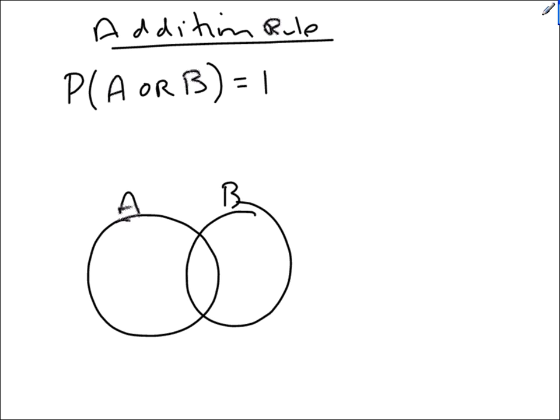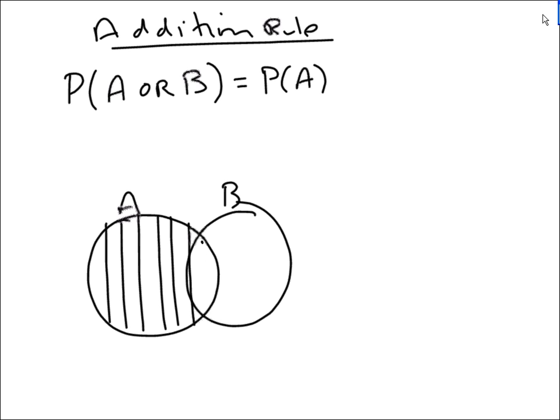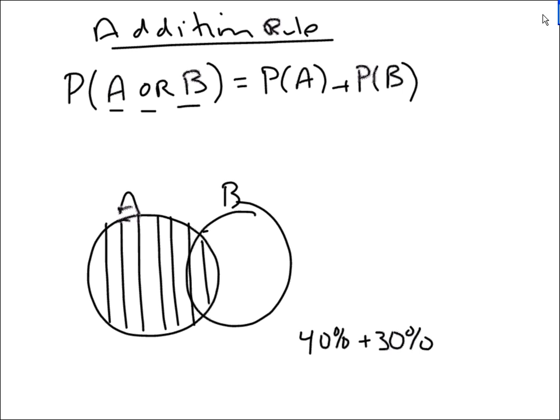Now, if you just said, well, I'm going to compute the probability of being in A, that is, I'm taking into account the chances that I'm in A. For argument's sake, 40% of the time I can be in A. But I want to know the probability of being in A or B. So I'm going to add on the probability of being in B. Maybe the chances of being in B is 30%. Now I am in B.